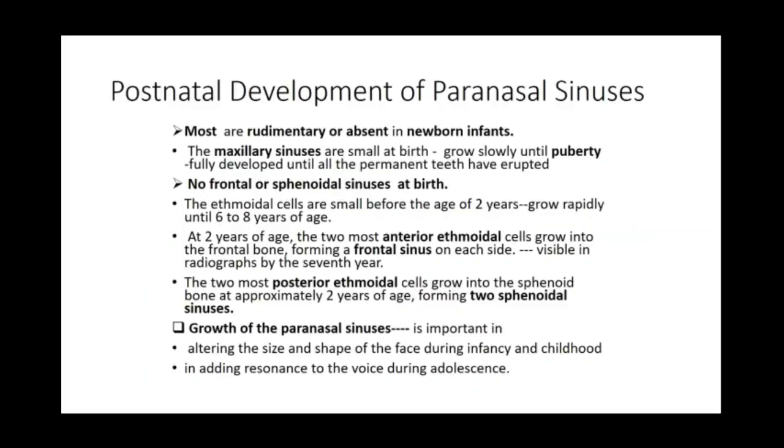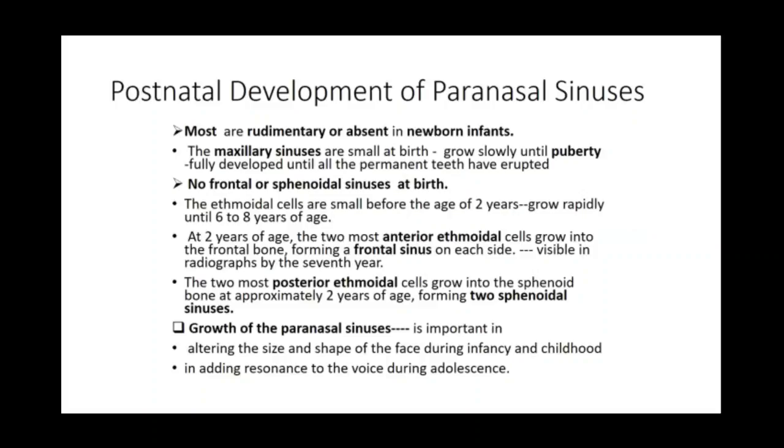So regarding postnatal development of the paranasal sinuses, most are rudimentary or absent in the newborn. Rudimentary means they're very small in size. The maxillary sinus is small at birth, grows slowly until puberty, and is fully developed when all the permanent teeth have erupted. There is no frontal sinus and no sphenoidal sinus at birth. The ethmoidal sinus is small before the age of 2 years and grows rapidly afterwards.